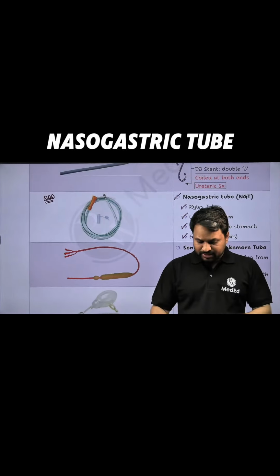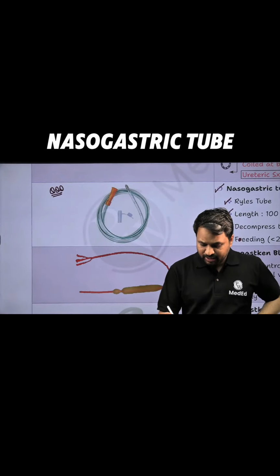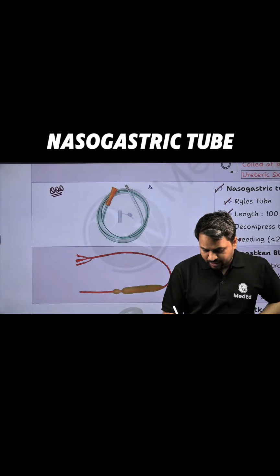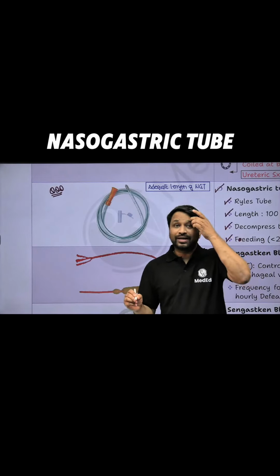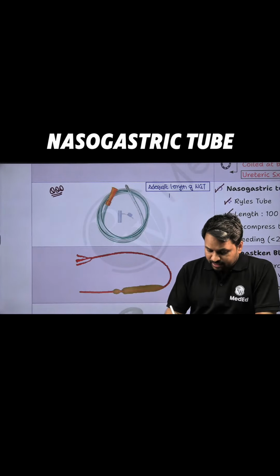Now, another question that they ask you is, how do you measure the adequate length of the Ryle's tube to be inserted? That's your previous exam question. To measure the adequate length of the nasogastric tube that you have to insert, we standardly call it the Nex Rule. We call it the Nex Rule.